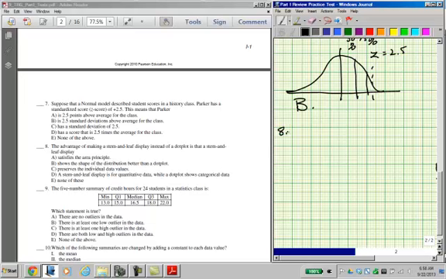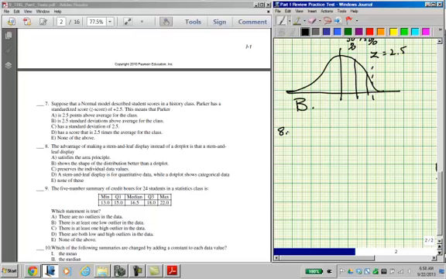The advantage of making a stem and leaf display instead of a dot plot is that a stem and leaf display satisfies the area principle. No, the area principle has to do with displays of categorical data. B, shows the shape of the distribution better than a dot plot. Well, that's not true. They both show the shape of a distribution. C, preserves the individual data values. Well, we know that's true.